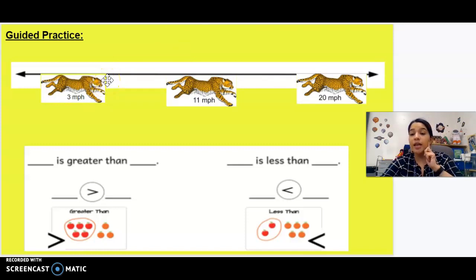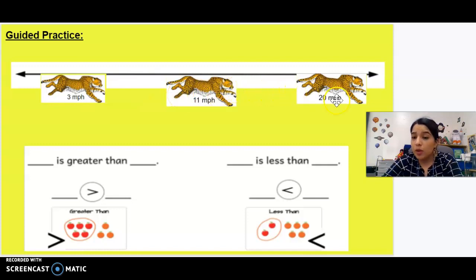So let's go ahead and double check. We read our number line from left to right. So let's read it left to right and see if it's in order from smallest number to biggest number. So let's double check. 3. 3 is the smallest number. So we're good on that. Ding. 11. 11 is bigger than 3. It's a bigger number, so we're good on that.